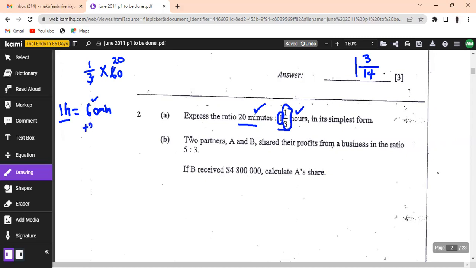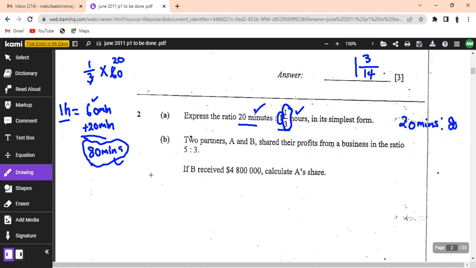So we have to add these two. To add this, we are going to obtain 80 minutes in this case. All right, so that means 1 1/3 hours is equivalent to 80 minutes. So this ratio can be written here as 20 minutes to 80 minutes. Make sure you are having minutes here.